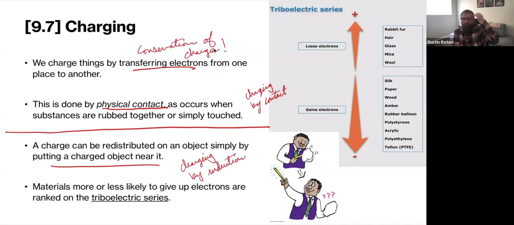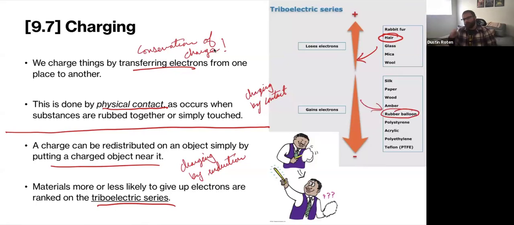And how you know what direction things go is you can actually look at the triboelectric series. So the triboelectric series essentially tells you what's more likely to lose electrons and what's more likely to gain electrons when you touch them together. So you can see here, if you think about the balloon and the hair example, well, hair is up here close to the positive side, so it's going to lose electrons when you do this. Okay, so your hair is going to lose electrons to the balloon, right? Because the balloon is down here where it is more likely to gain electrons.